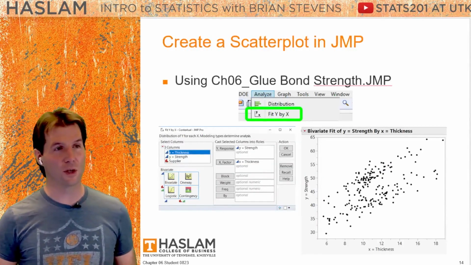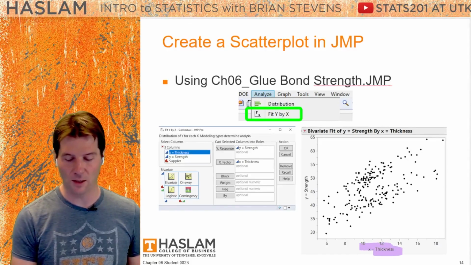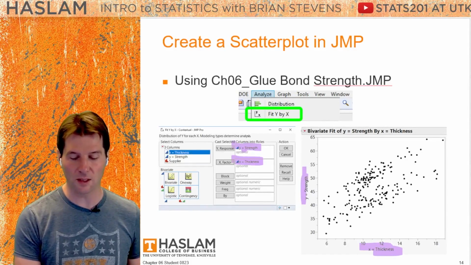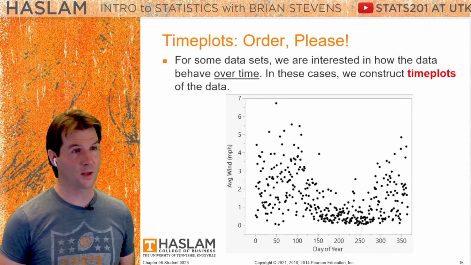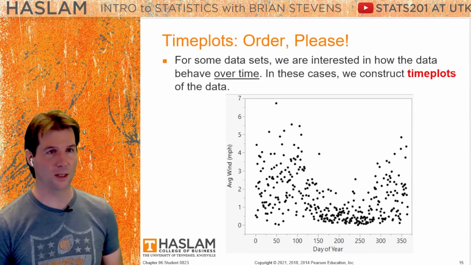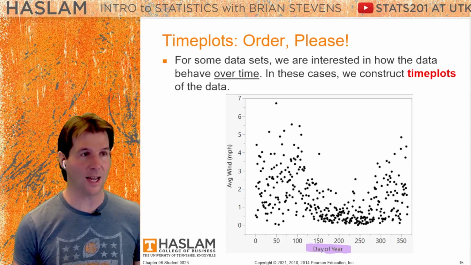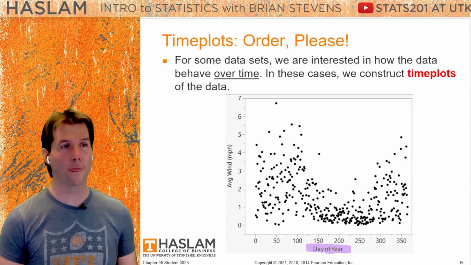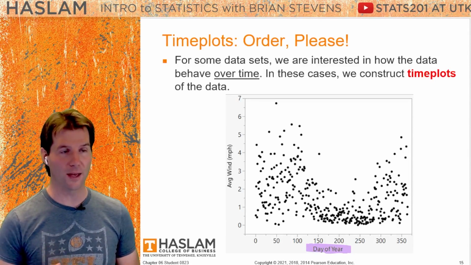To do these graphs in JMP, we use Analyze, Fit Y by X. Notice how we have the x right here and the y right here, and we simply put it into the platform and click OK. From here, we get scatter plots. But there's a special kind of scatter plot called a time plot. A time plot simply has time on the x-axis.